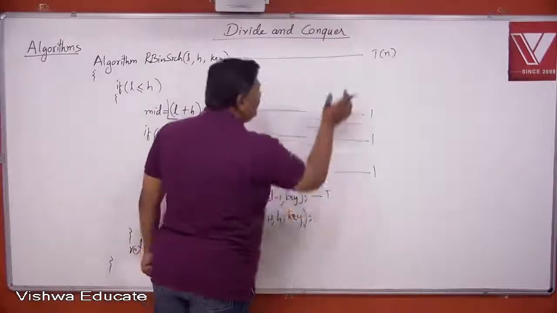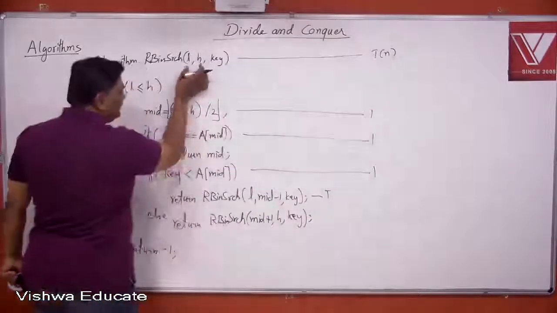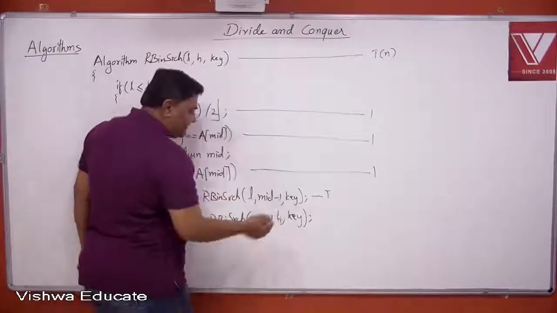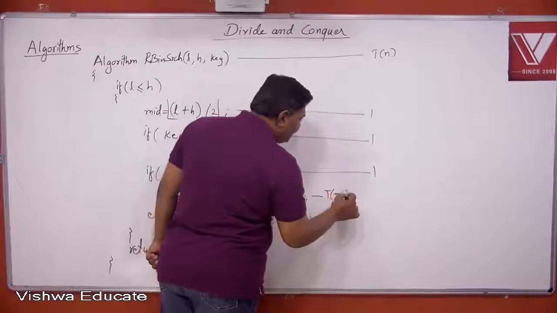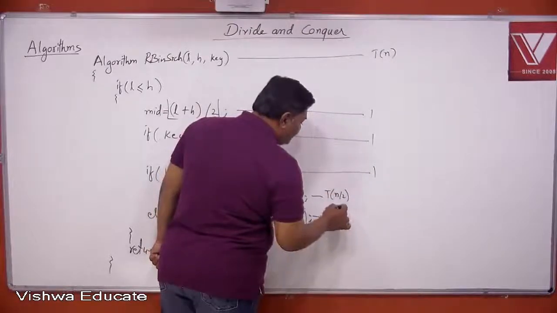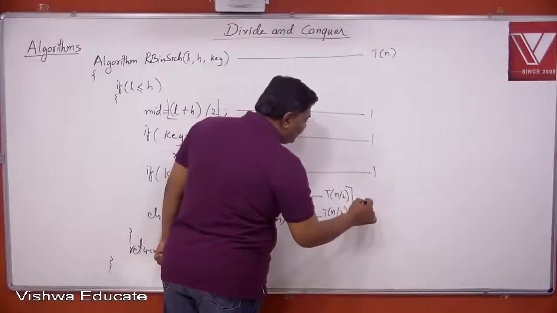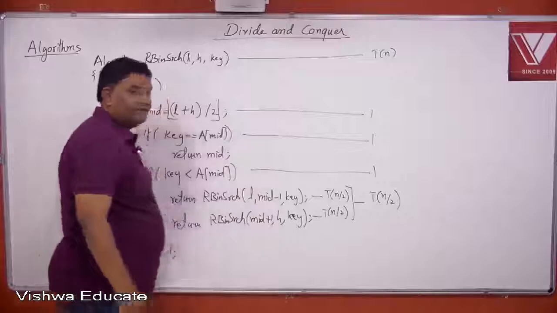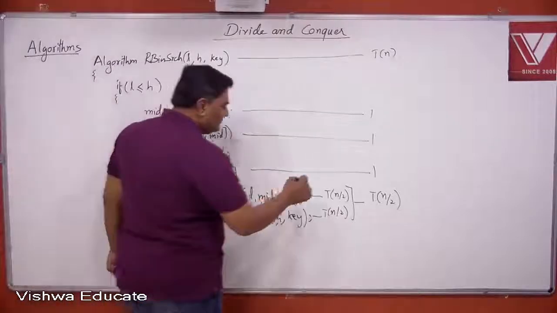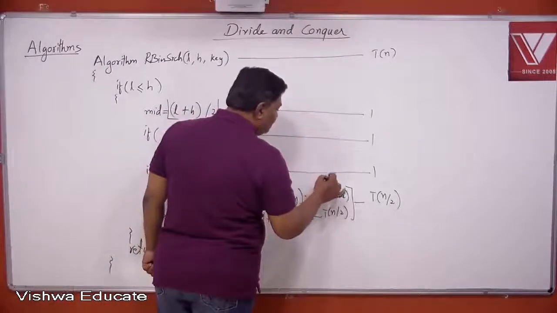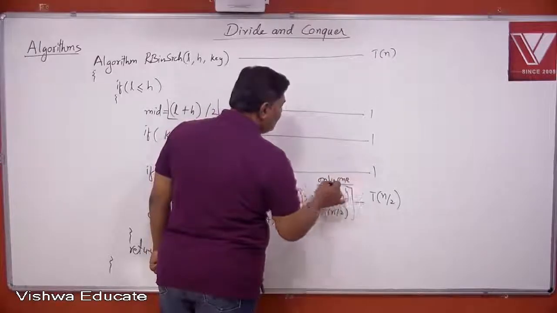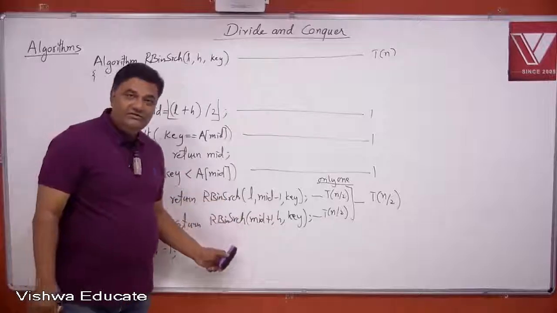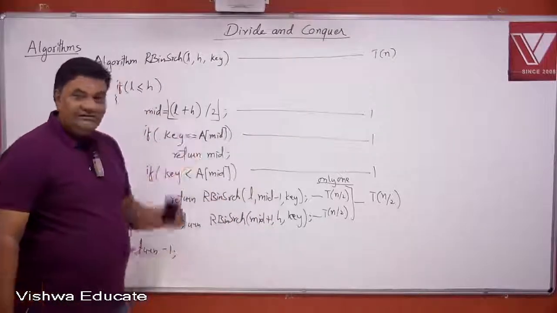Whatever the size of the elements given to it, it is splitting into half and calling half on this side, half on that side. So either this n/2 or this n/2. Out of these two, it will be calling only once. So T of n/2, only one, any one. Either it will go on the left hand side or the right hand side.